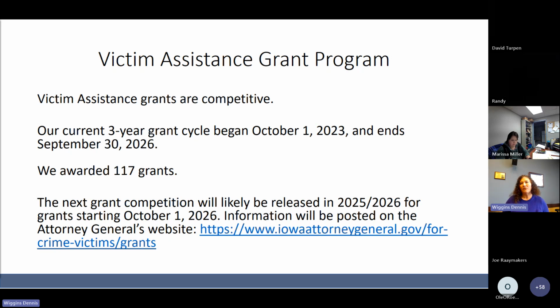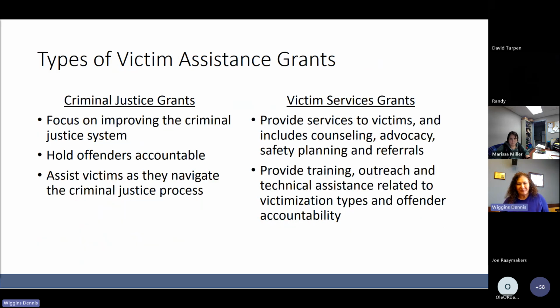We will post that information on the Attorney General's website. I have the link here. I assume that will still be the link in 2025-2026, but it may not. I'm sure if you Google it, you'll find it.